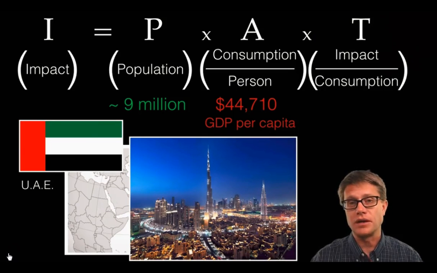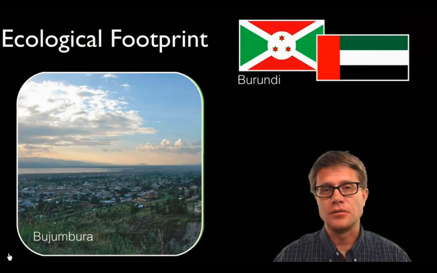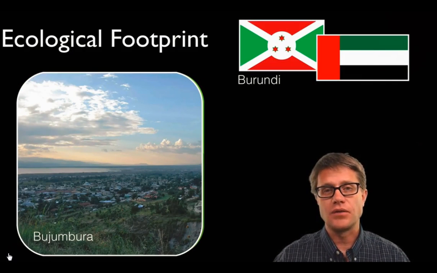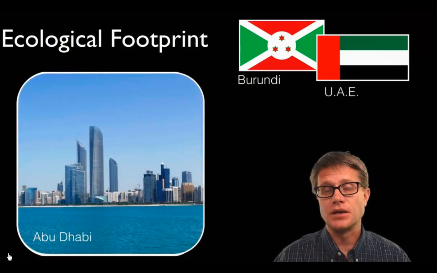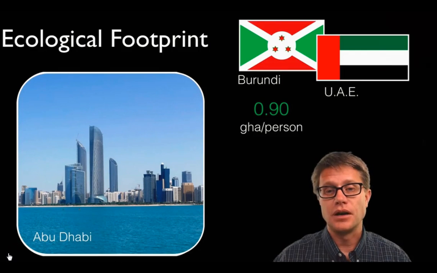If we look at Burundi, this is the capital of Burundi. You can see there's not a lot of industry. And so that means it's going to have a really small footprint. It doesn't consume much of the Earth's area. If we look at something like UAE, there's way more industry. And so if we were to put values to this, the ecological footprint of Burundi is going to be less than 1 global hectare per person. It's going to be relatively small.